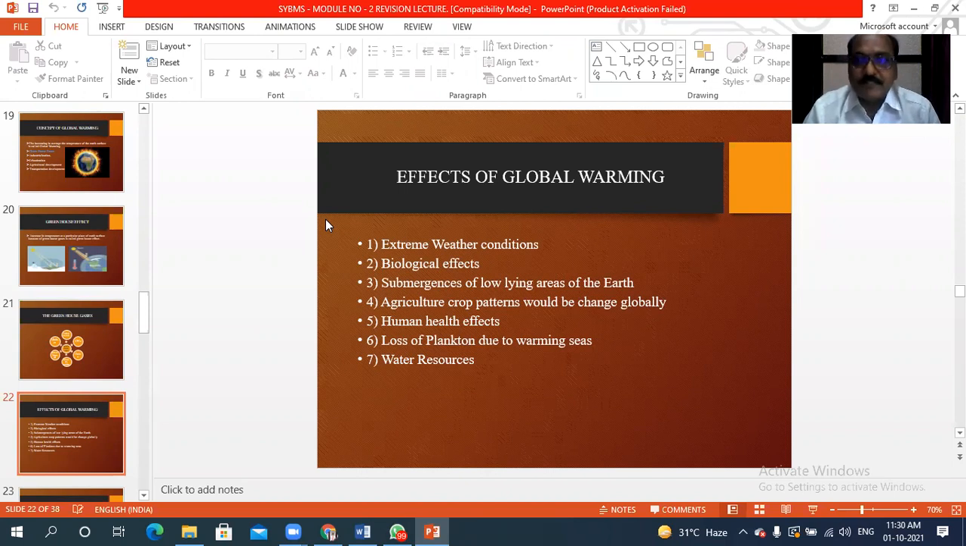When the global warming problem increases, ice will melt on the Antarctica continent and high mountain areas, and all that water goes to oceans and seas or lowland areas. So automatically the sea level will increase and it affects the coastal areas, people and their development. Then agriculture patterns will change. Human health will be affected. Loss of plankton due to warming of the seas and oceans. Water shortage problems will be created in the world. So these are the serious effects of global warming.